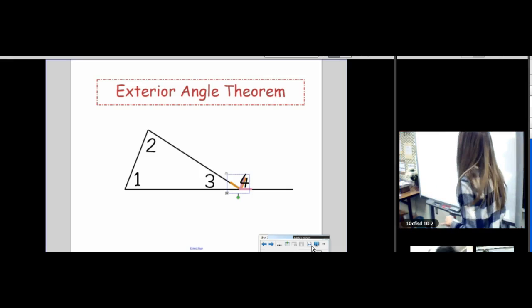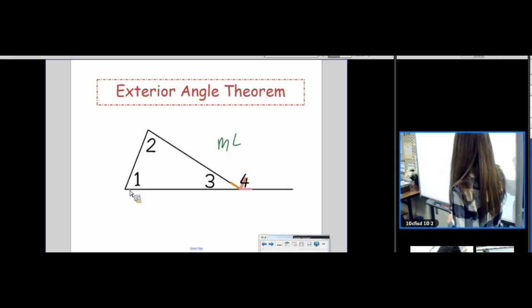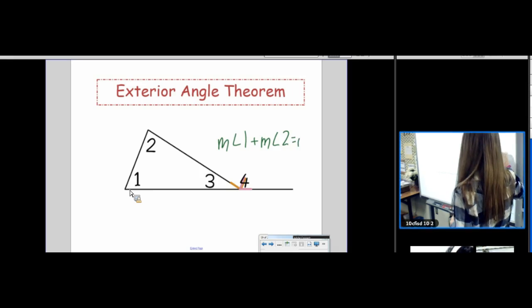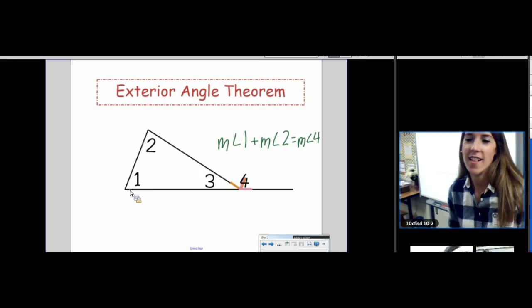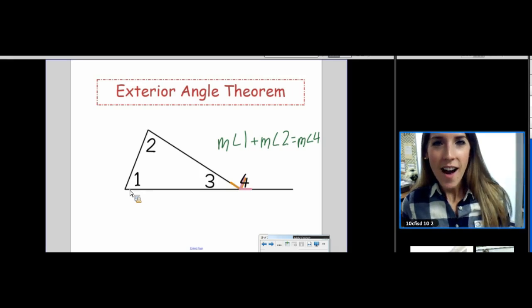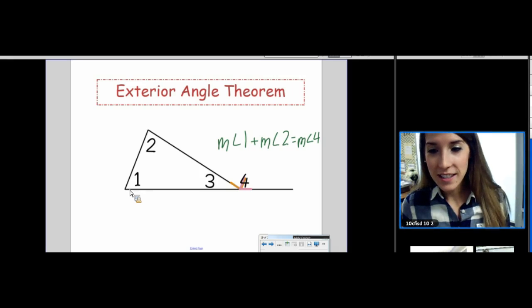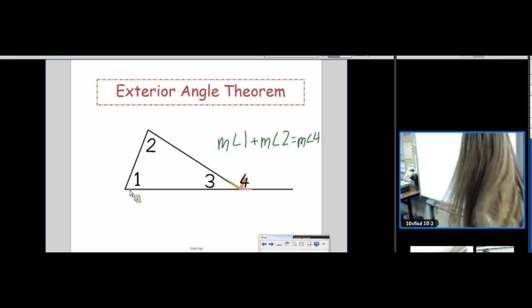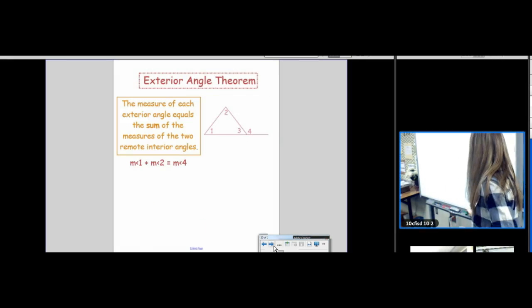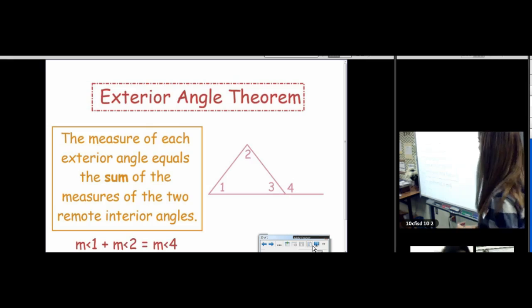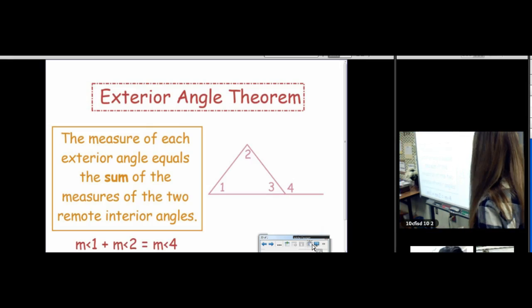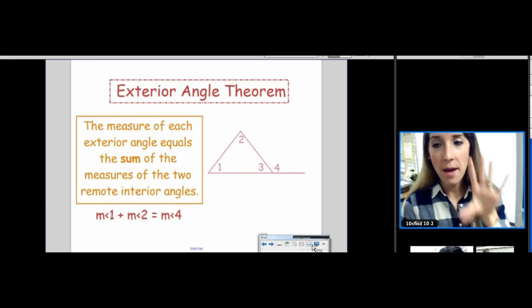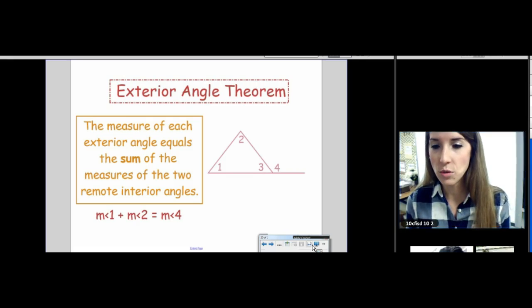Yes, we can conclude that the measure of angle 1 plus the measure of angle 2 equals the measure of angle 4. That means the sum of the remote interior angles is the exterior angle. Here's the official theorem. I need you to write this down in your notes. You will be asked about this theorem again, so you do need to write this down in your notes.